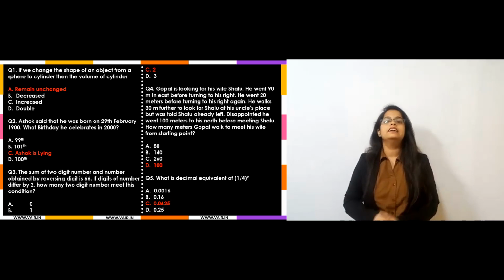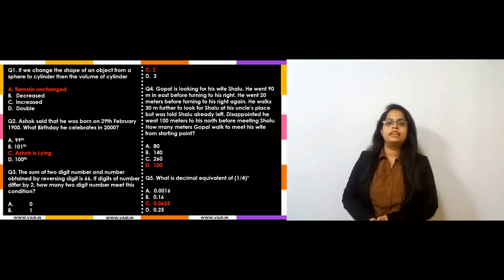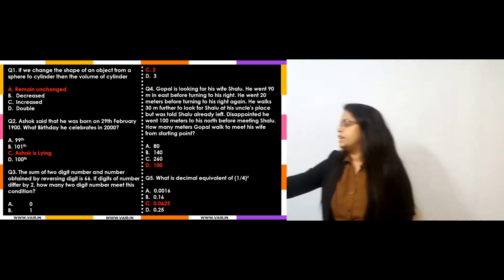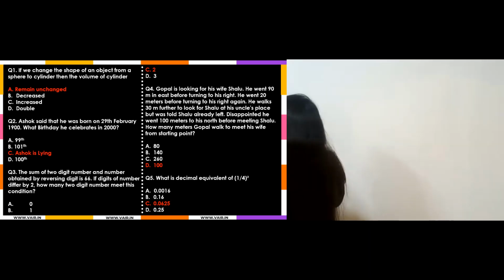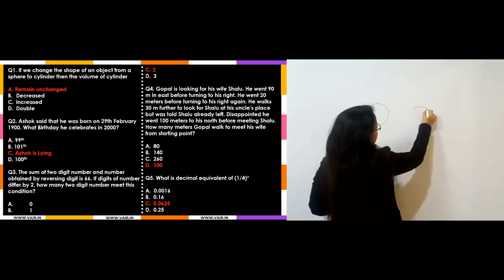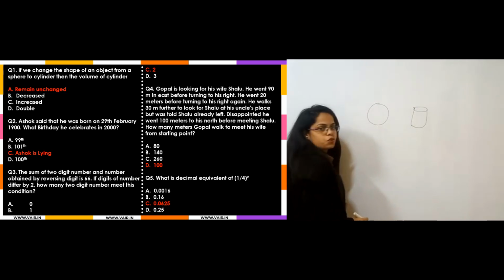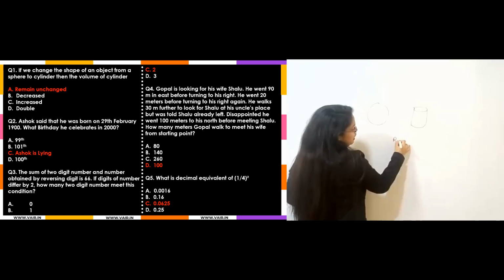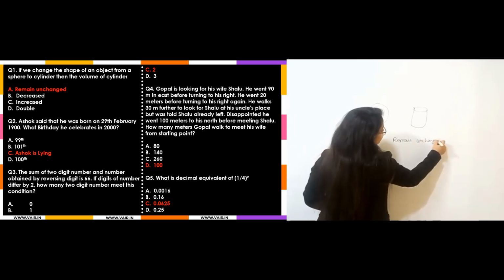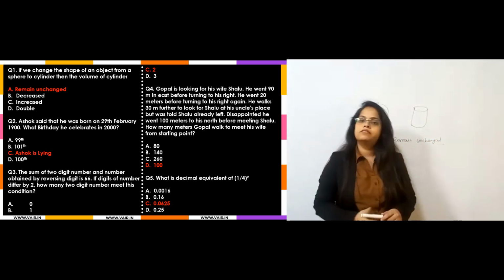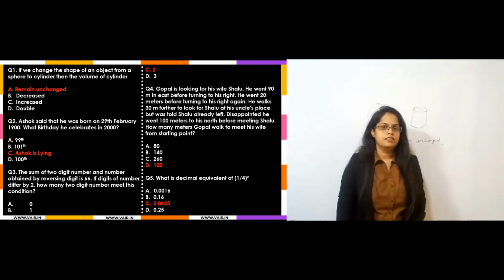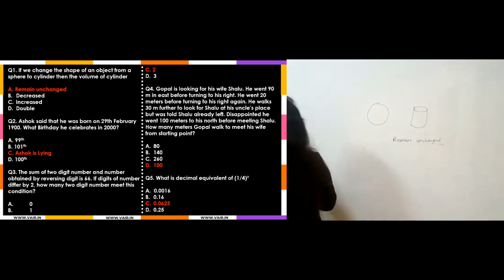What are they saying? That the sphere has been changed to a cylinder, but the volume will be the same, because it is the same sphere you are going to change, right? If suppose this is the sphere, then this whole volume will be the same for the cylinder also. So the volume remains unchanged. It was an oral based question. So the answer will be remain unchanged, that is option A. Now let's see the second question.